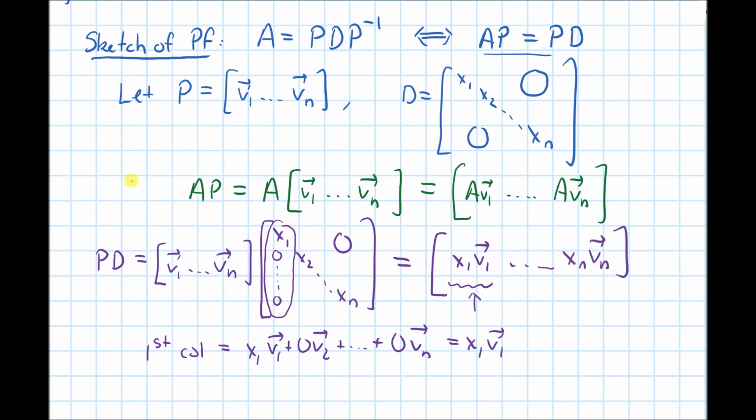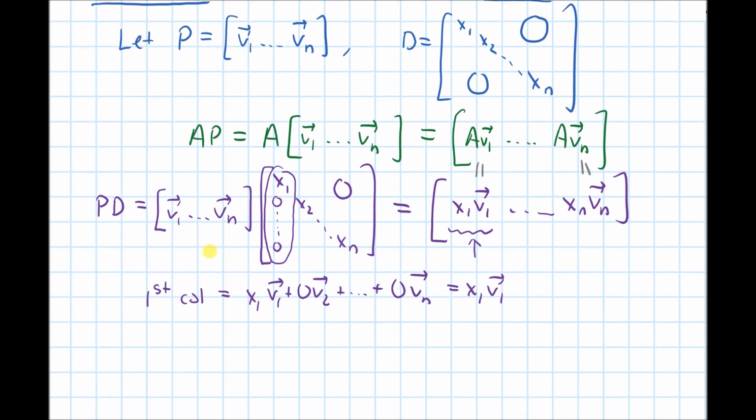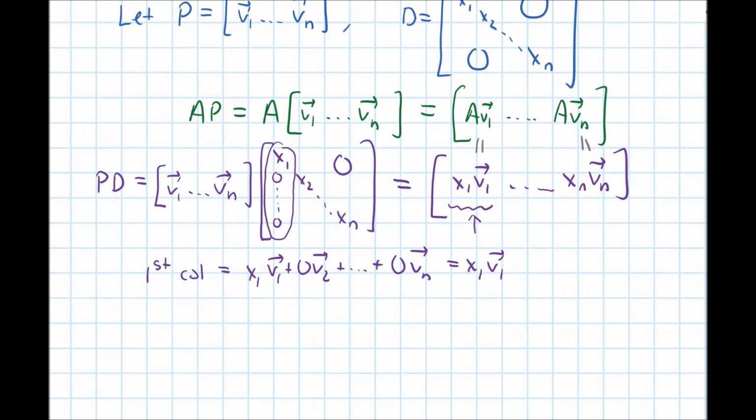All right, so we need A times P to be equal to P times D. In other words, we need this green matrix and this purple matrix to be equal, which means their columns better be the same. So these two columns better be the same, and all the way to the last two columns better be the same. So let's go ahead and write those equations out. This means in particular that A times v1 equals x1 times v1. That's what I get from setting the first columns equal. And if I keep going like this, from the last columns being equal, we get A times vn being equal to xn times vn.